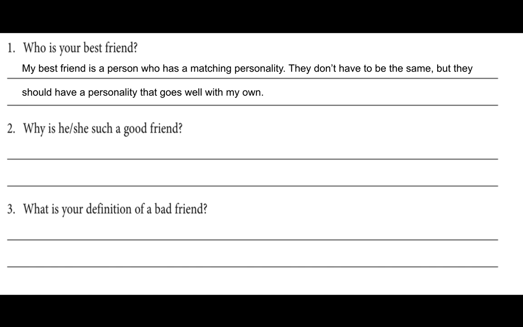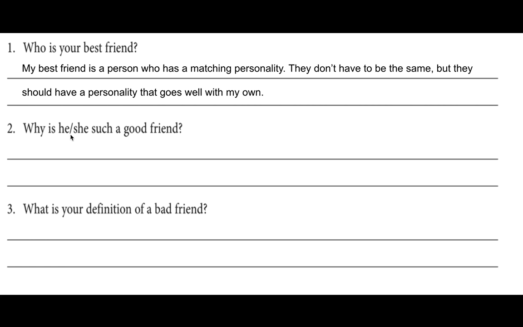Like kimchi and rice. Or French fries and ketchup. They go well together. Chicken and beer. They go well together. So my best friend is a person who has a matching personality. They don't have to be the same, but they should have a personality that goes well with my own. So we are both funny, or we both like to go outdoors, that kind of thing.